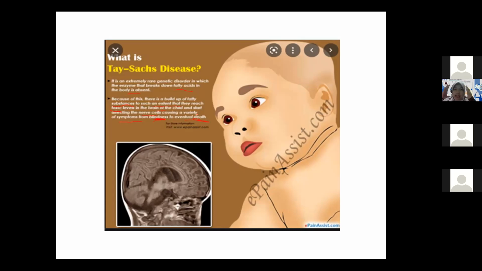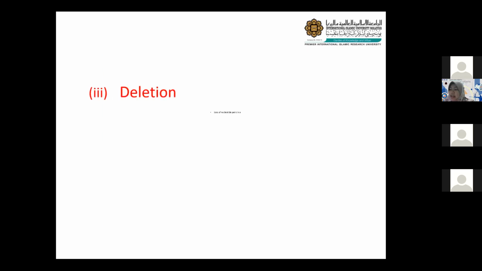Kepala baby tu besar, right? That is also one symptom ataupun one characteristic of TSH. Okay, you can read further. Nanti Google je TSH, okay? Right. Any question?